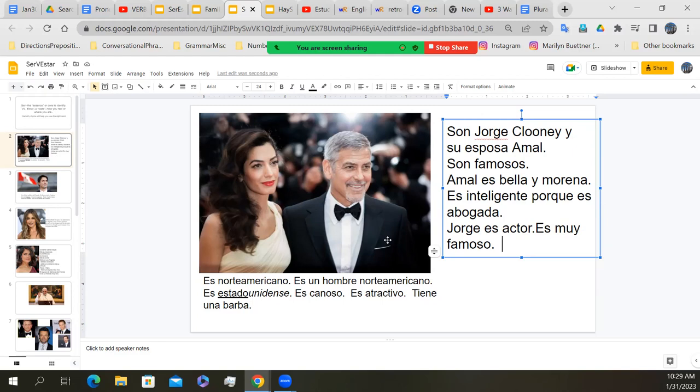So, son Jorge Clooney, George Clooney, y su esposa Amal. They are George Clooney and his wife. Amal es bella. Now I'm just talking about her. Amal es bella y morena. She is beautiful and brunette. Descriptions. Es inteligente, what she's like, smart. Porque, because, just porque means because. Porque es abogada, she's a lawyer, what she does for a living. And notice, because she is a lady who is a lawyer, it is abogada. For a man, that would become abogado.